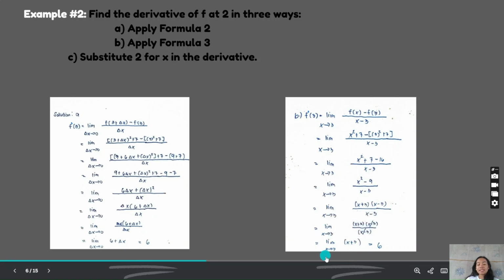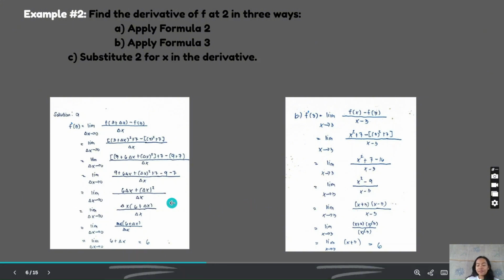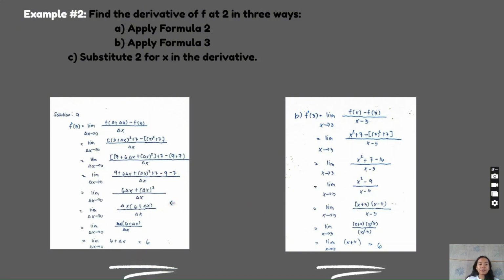So since x approaches 3, we are going to substitute x as 3. So 3 plus 3 is equal to 6. So it gives us the same answer using a different formula. Therefore, our answers are correct since it is confirmed by both formulas. And then for C, let us substitute 2 for x in the derivative.